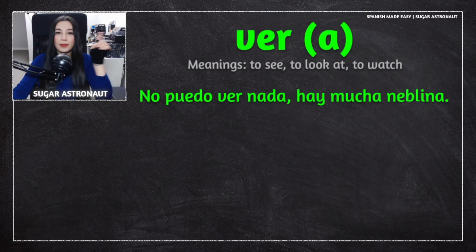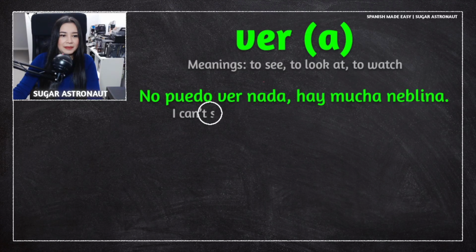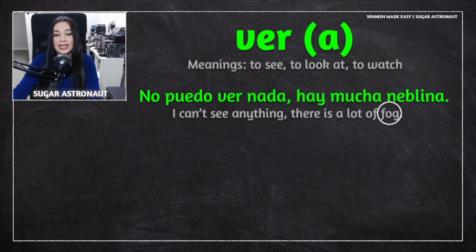Mucha neblina. No puedo ver nada. Hay mucha neblina. What does this mean? This means something really basic. This is not a complicated phrase or sentence. This means I can't see anything. There is a lot of fog. I can't see anything. There's a lot of fog.